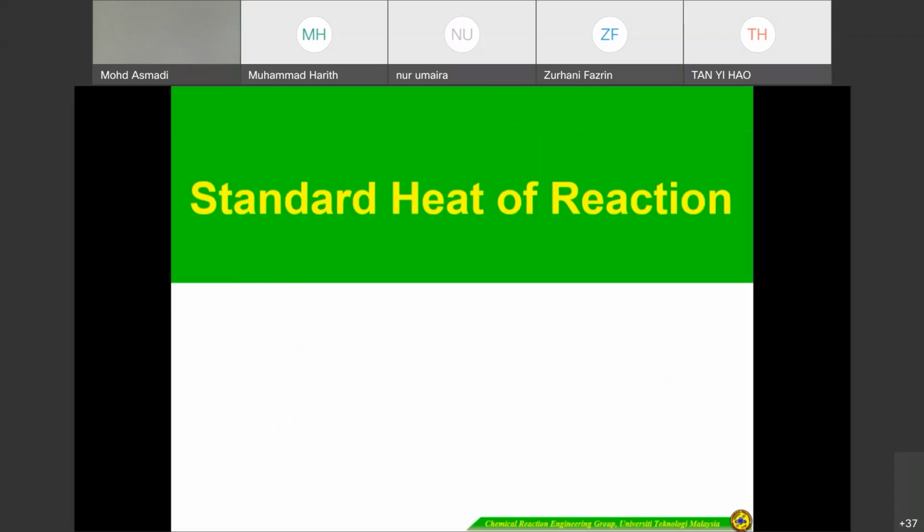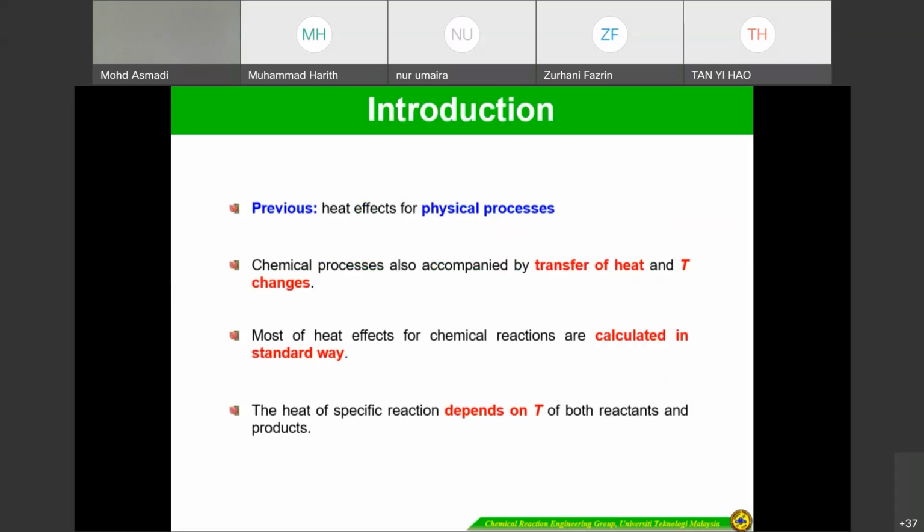Let's see the standard heat of reaction. Previously we never considered the chemical process. We just considered the physical process, right? Latent heat is just physical. There are no reactions. Sensible heat is a change in temperature, change in phase, but no chemical reactions. So generally, a chemical process is accompanied by the transfer of heat and also temperature change. When you draw the hypothetical path, there will be the heat of reaction.